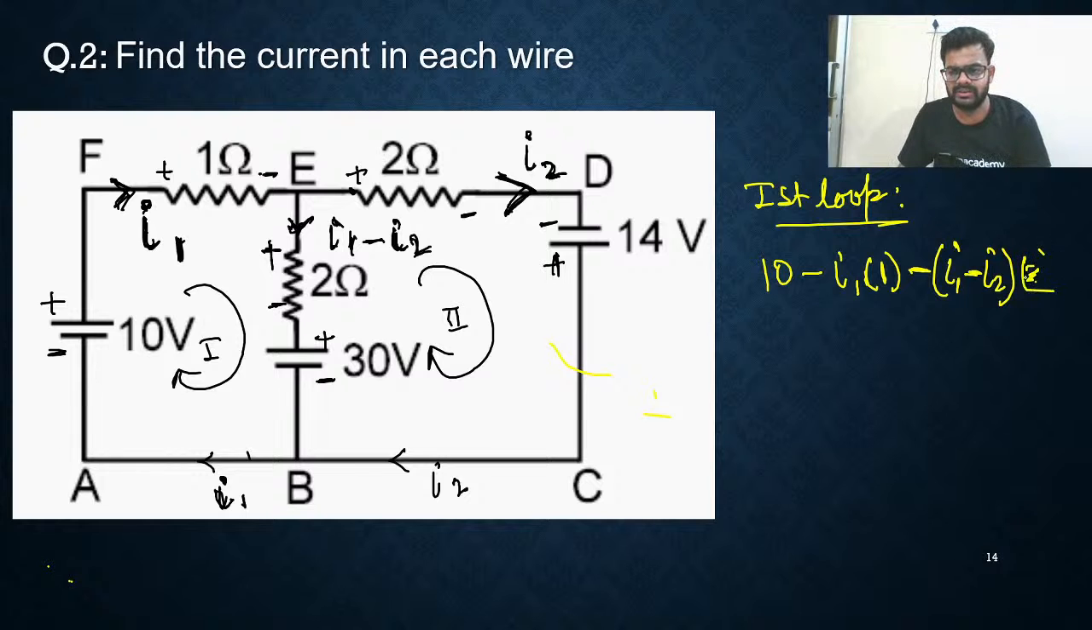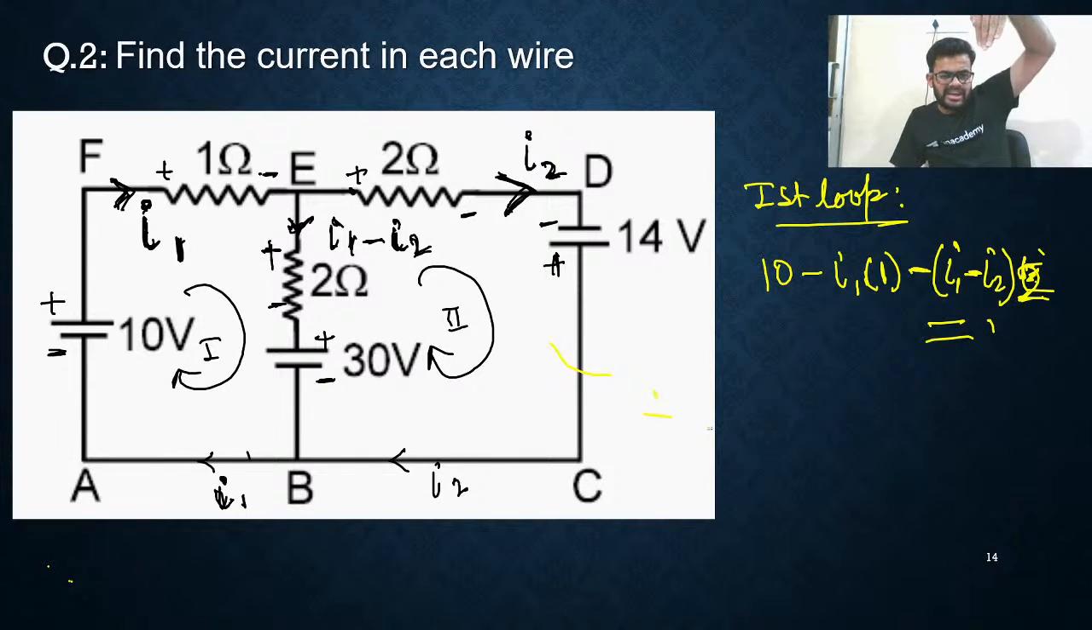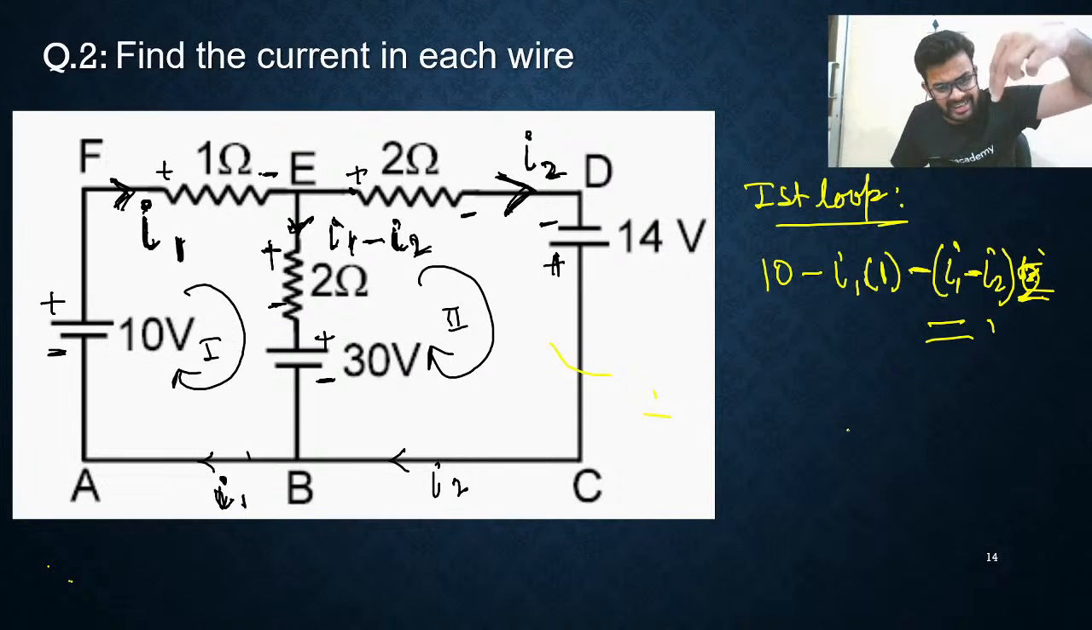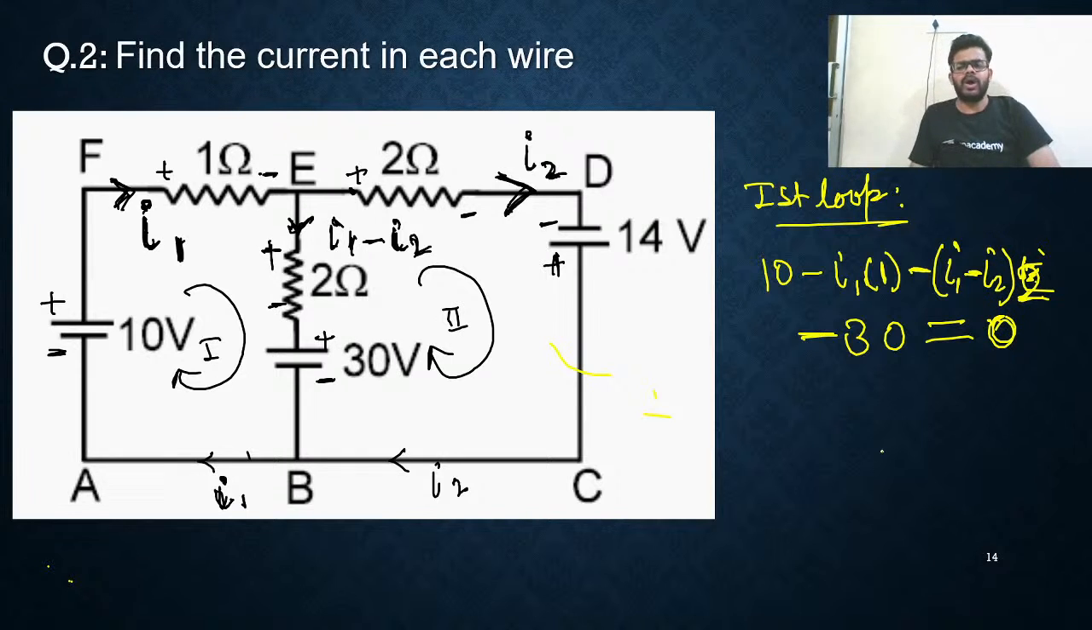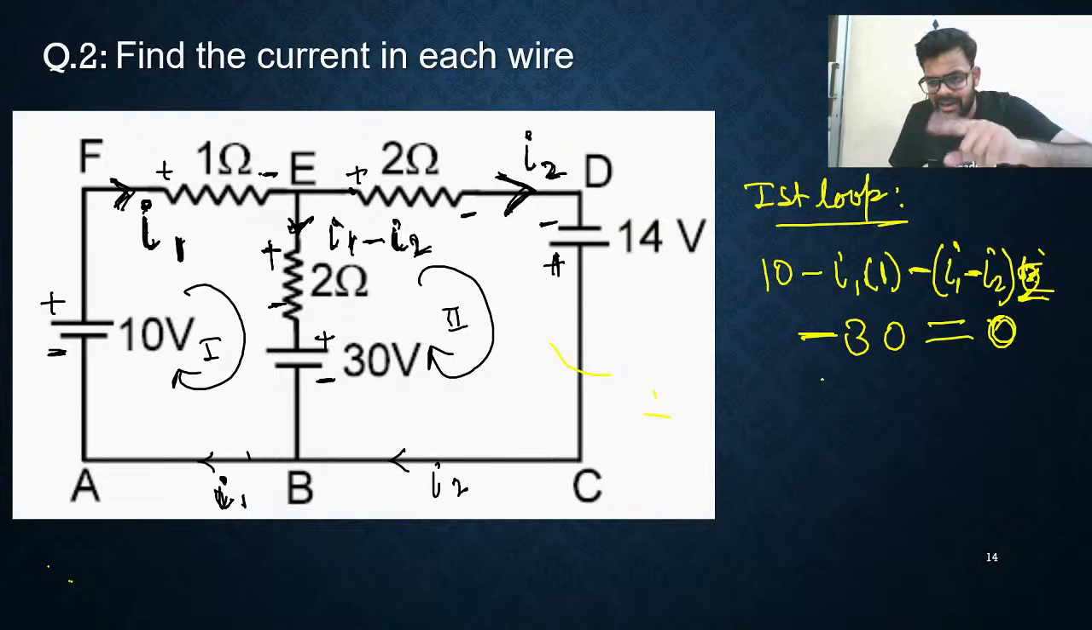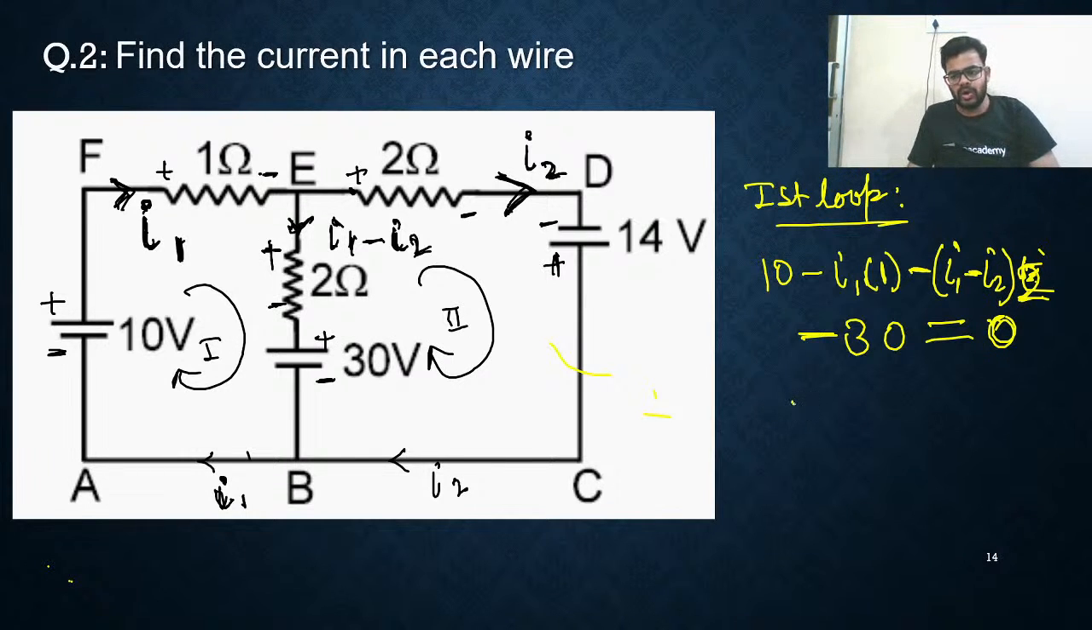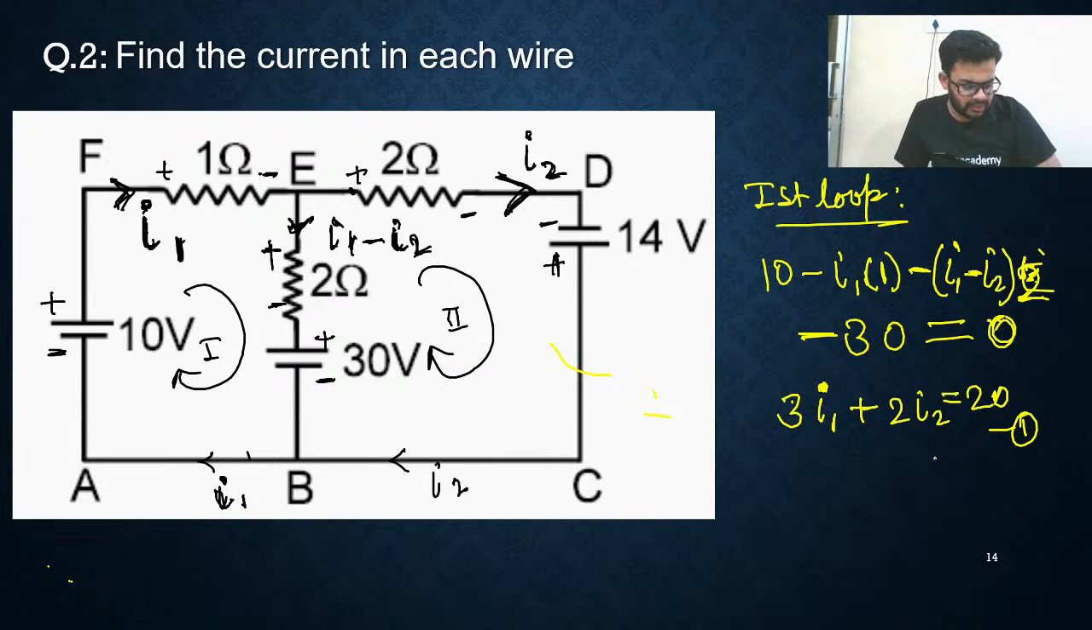R is 2 ohm. So the sum of all this should be 0. Now this cell is remaining. Current I1 minus I2 is entering at plus 30 and coming out of minus 30, so you'll add the second plate, minus 30, and that will be equal to 0. Now solve this. If you simplify, you are getting 3I1 plus 2I2 is equal to 20.